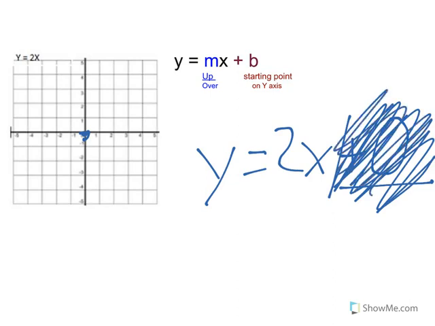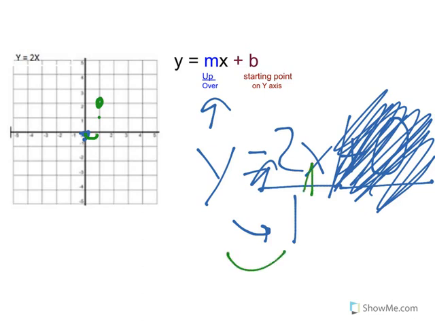And now I do the same thing. I need that up and over. I only have the up, so I need to add the over. All right, put it over 1. And so now I'm going to go over 1 and then up 2. So to do that, I'm going to go over 1, up 2, 1, 2. And then I make my dot. I'm going to do it again. I'm going to go over 1, up 2. And then I'm going to make my dot.